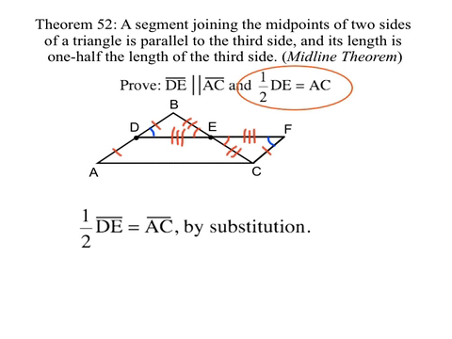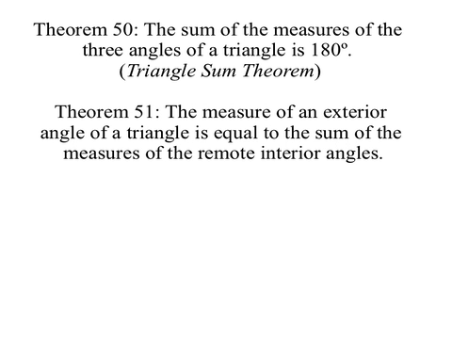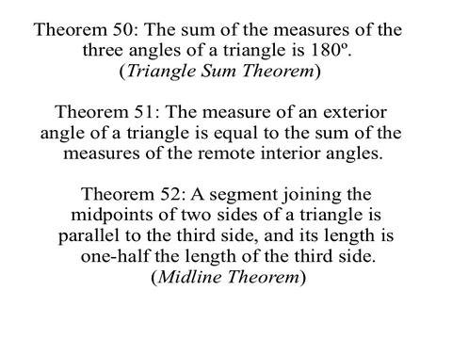In this lesson, we looked at three theorems. Theorem 50, the triangle sum theorem. Theorem 51, the measure of an exterior angle of a triangle is equal to the sum of the measures of the remote interior angles. And Theorem 52, the midline theorem: a segment joining the midpoints of two sides of a triangle is parallel to the third side, and its length is 1/2 the length of the third side.